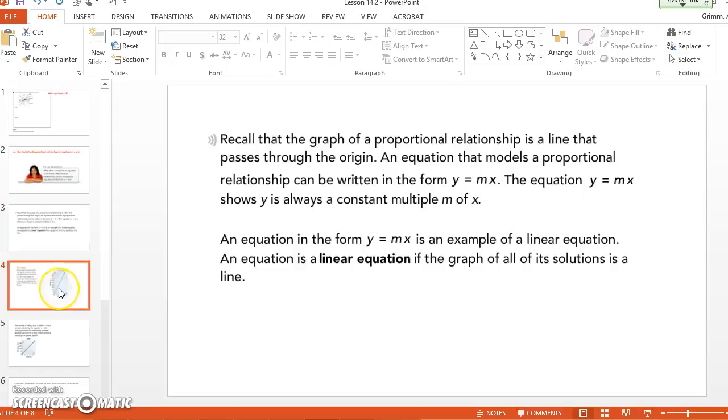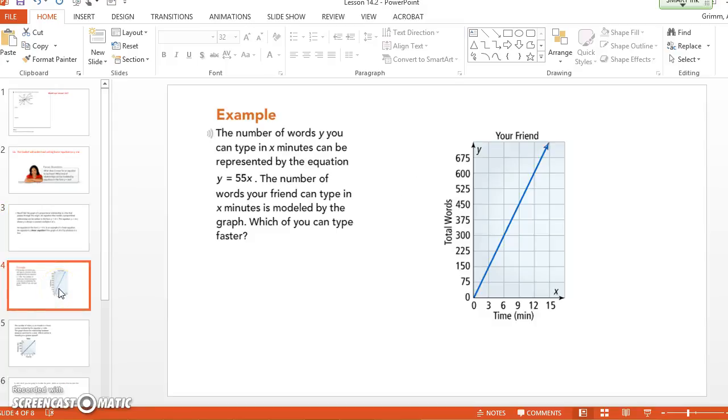Looking at this first graph, we're going to start off pretty easy. The number of words y you can type in x minutes can be represented by the equation y equals 55x. What does that 55 mean here? What does it represent, Nora? Words you can type per minute. Okay, so that means 55 words per minute. That's where that comes from, and that's that proportionality, and that is the rate.